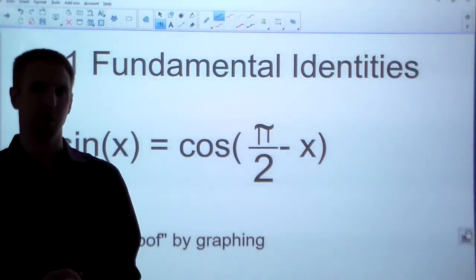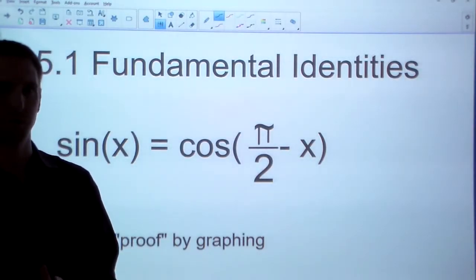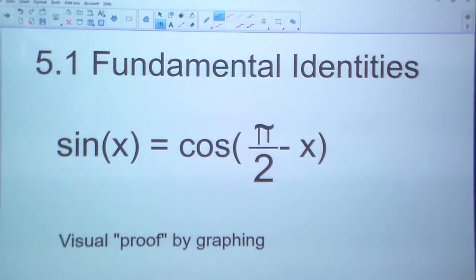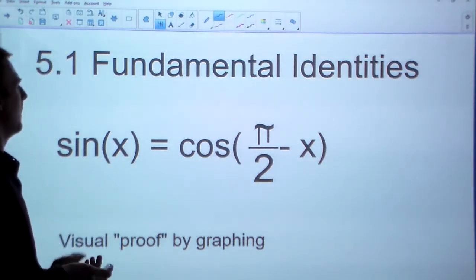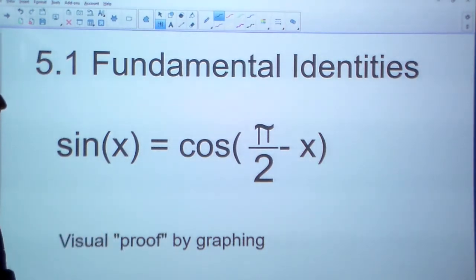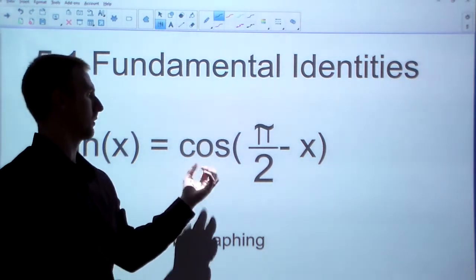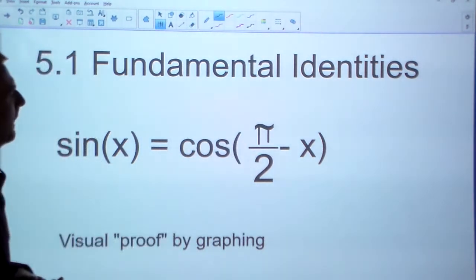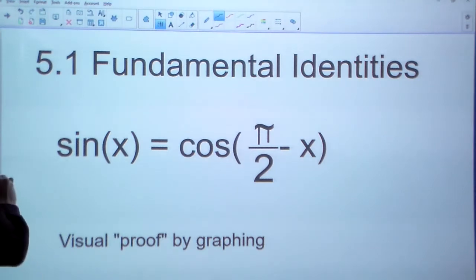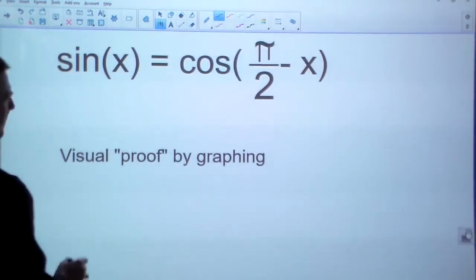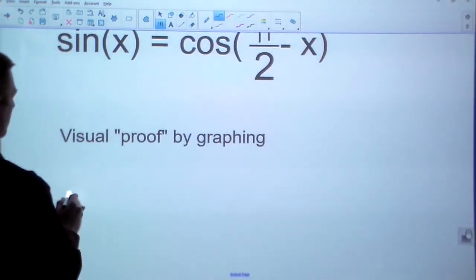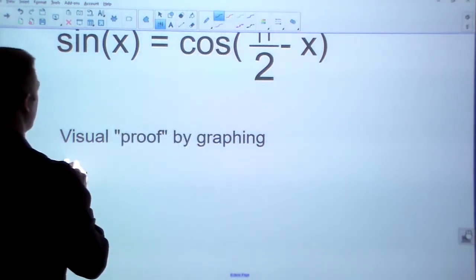Section 5.1 is going to go back over a recap of some things we've already done in Chapter 4. So, some fundamental identities. And we've already looked at this one: sine of x is the same thing as cosine of the complement of x. So I'm going to give you a little visual proof of that one. We've looked at that in a couple of ways, but let's begin with sine of x.